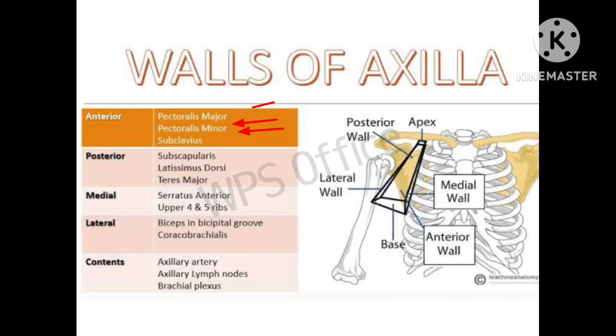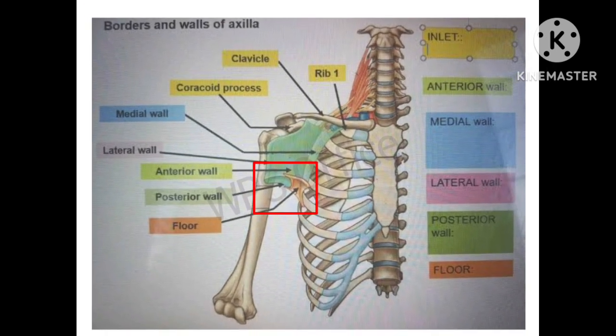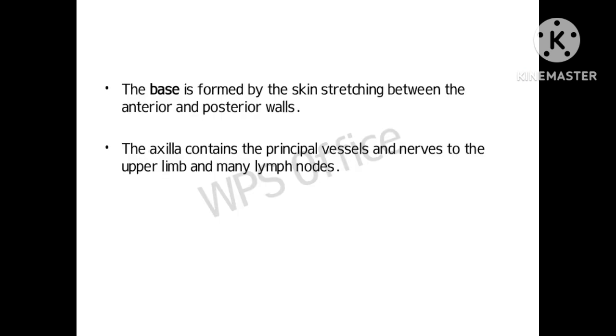Walls of axilla. The anterior wall of axilla is formed by the pectoralis major muscle, pectoralis minor muscle, and subclavius muscle. The posterior wall of axilla is formed by the teres major muscle, tendon of latissimus dorsi, and subscapularis muscle. The medial wall is formed by the serratus anterior and upper 4 and 5 ribs. The lateral wall is formed by the biceps and bicipital groove of humerus and coracobrachialis muscle. The base is formed by the skin stretching between the anterior and posterior walls. The axilla contains the principal vessels and nerves to the upper limb and many lymph nodes.